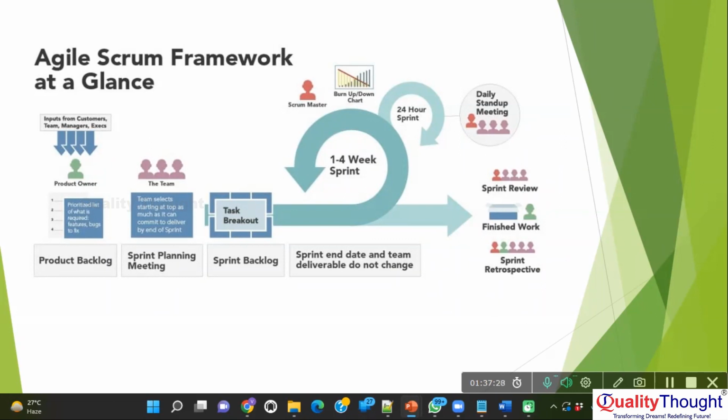Next thing is there is a meeting called the sprint planning meeting. Any idea what happens in this meeting? What does a sprint contain? Sprint contains the requirements, right? Or it can contain defects or enhancements, right?